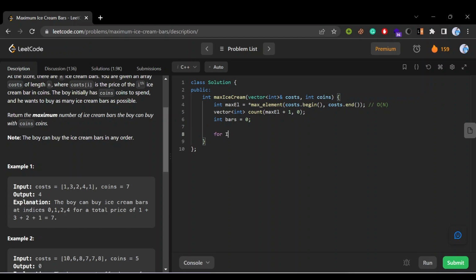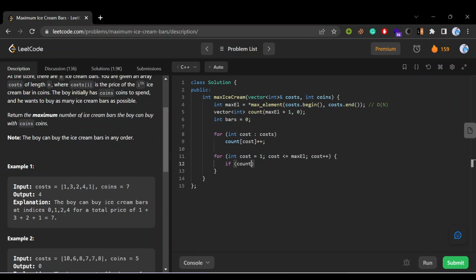Now we will have int cost of costs, and we will initialize the count vector with the count of all these costs of ith ice creams, with plus plus. Now we will say cost is equal to 1, cost is less than or equal to the maximum element, and cost is incremented.